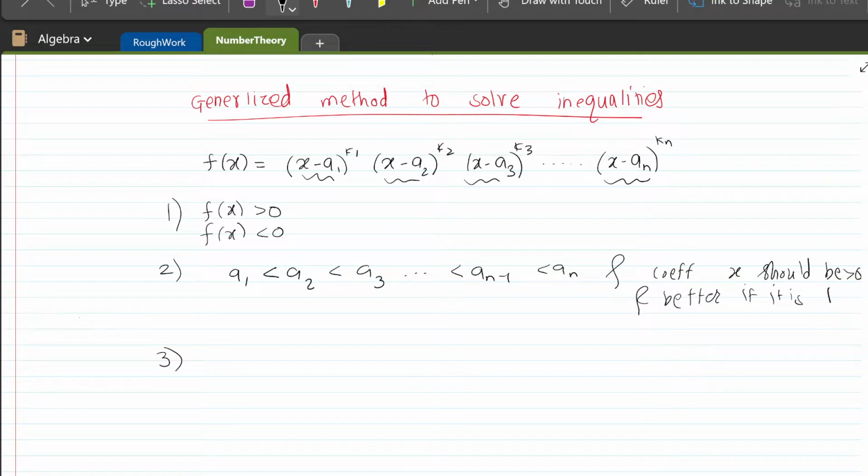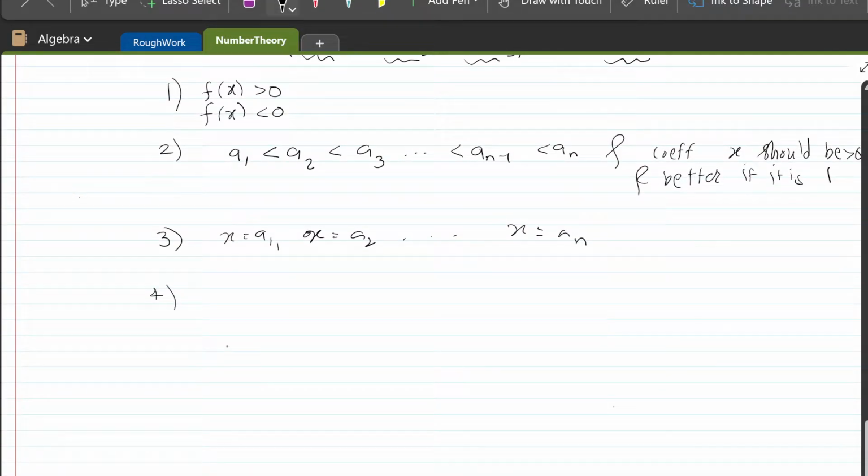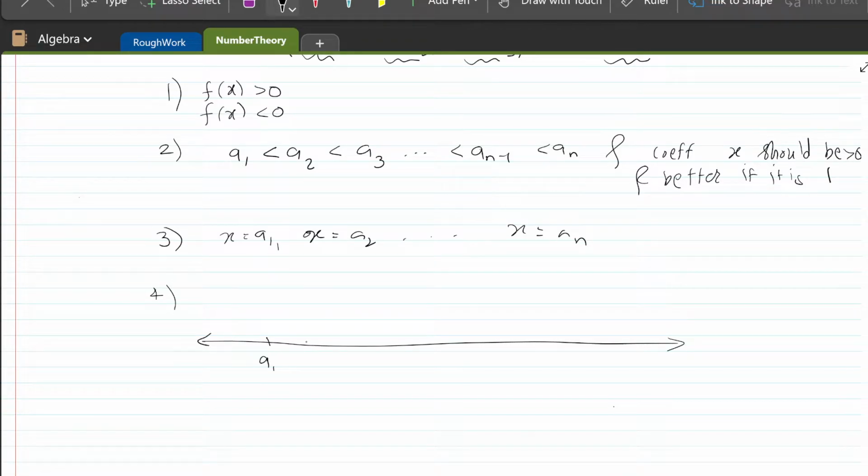Now the third step which we have to take care of is finding out the roots of all of these factors. So for example, equate all of these factors separately to 0 and find out the value of x. So it will come out x is equals to a1, x is equals to a2, and so on, x is equals to an. Now the fourth step is going to be drawing a real axis and plotting all of these roots. So a1, a2, a3, and so on, an minus 1, an, right?